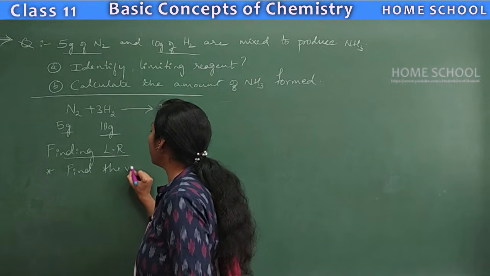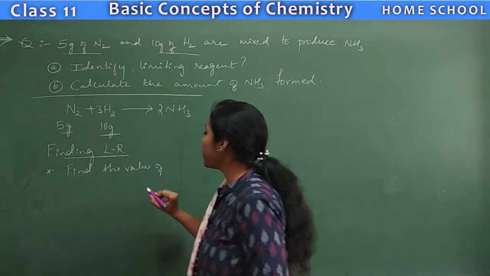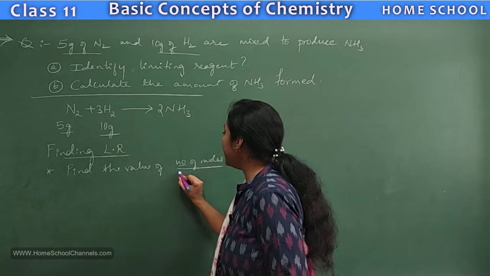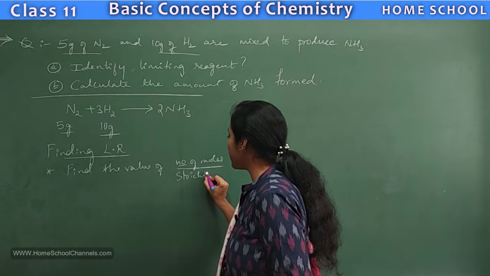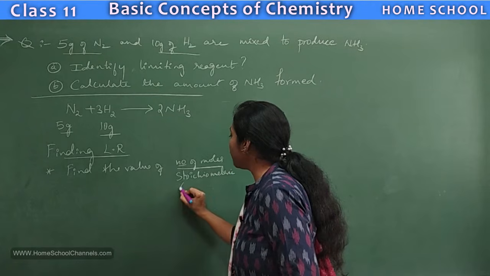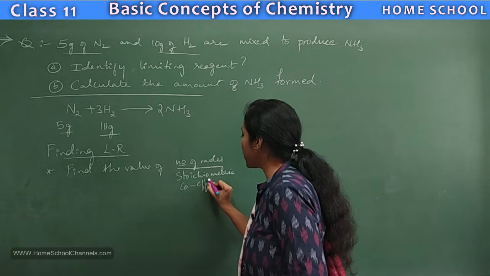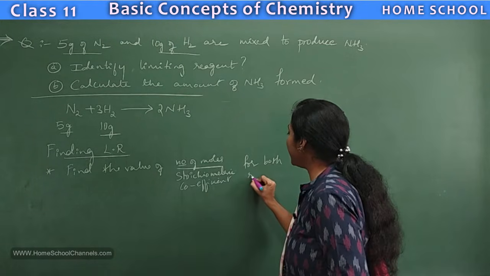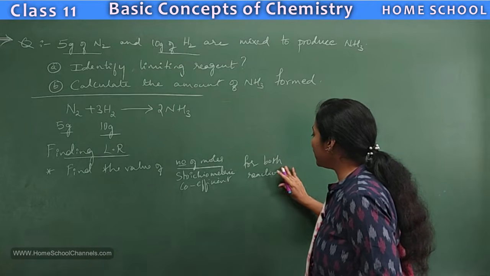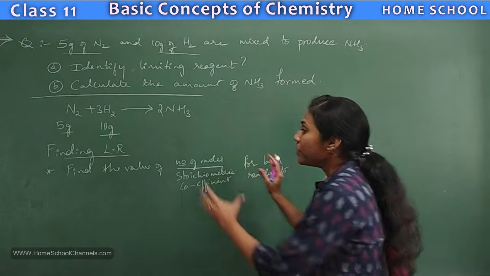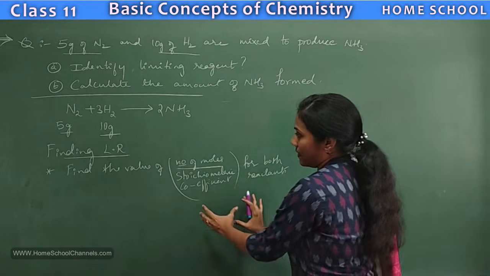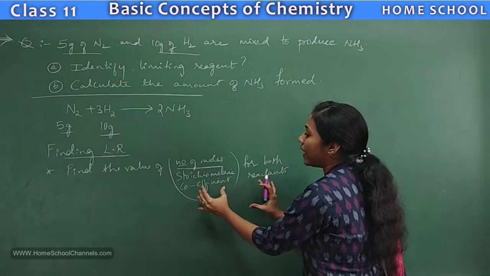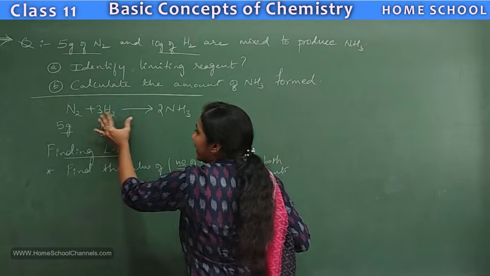the value of number of moles divided by stoichiometric coefficient for both reactants. Clear? So you need to find the value of number of moles divided by stoichiometric coefficient. This is the formula you have to apply for both reactants.